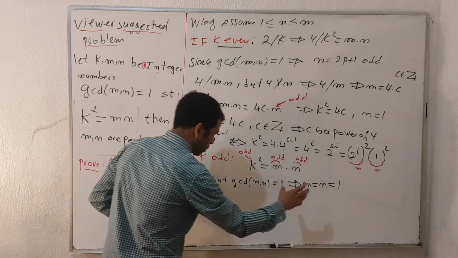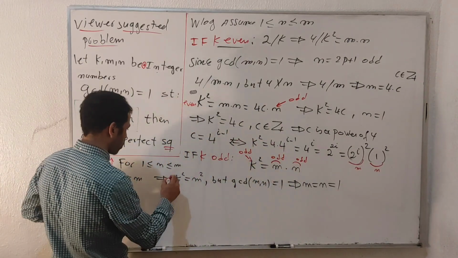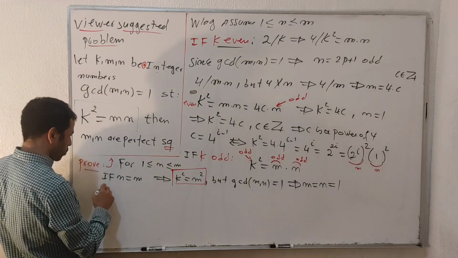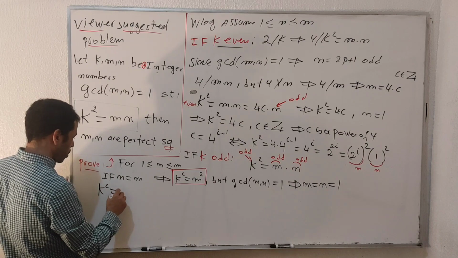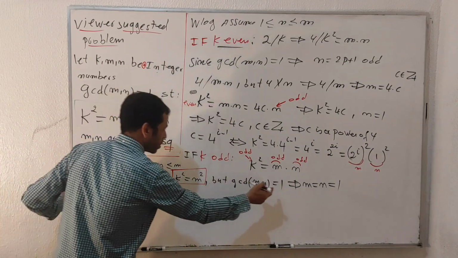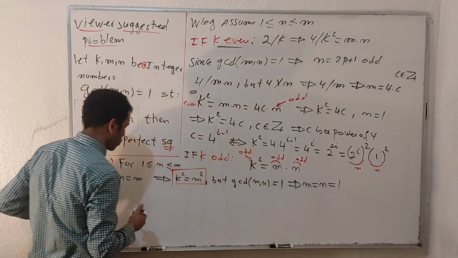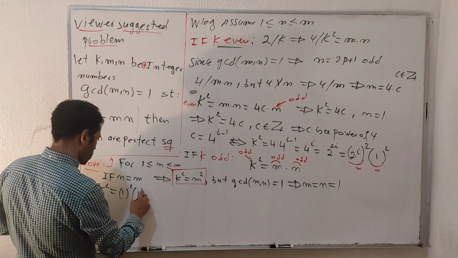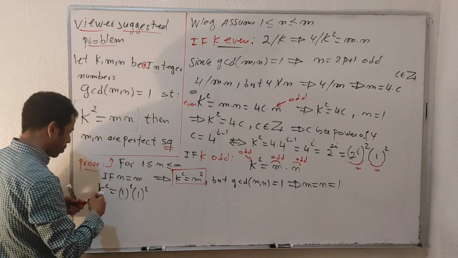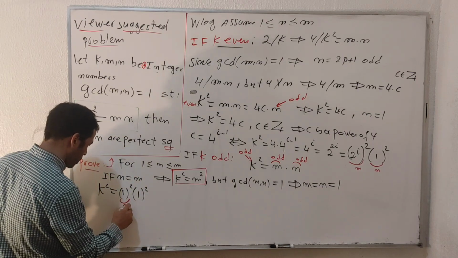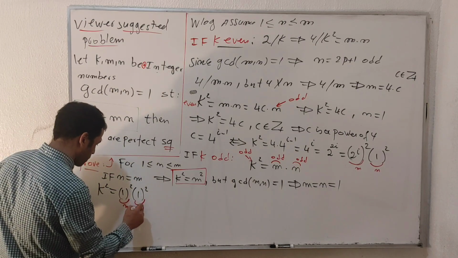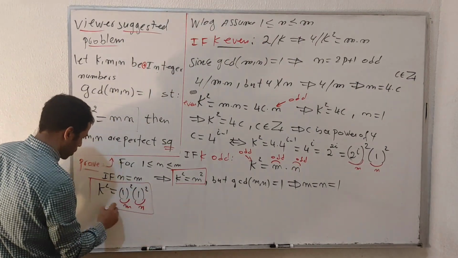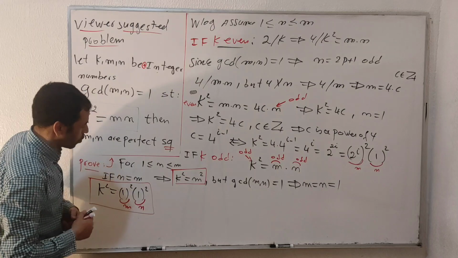Then from this condition, we have a perfect square, which is this one, which means k squared equals, by replacing m with number 1 and n with number 1, 1 squared multiplied by 1 squared, so 1 squared will be replaced with m and 1 squared will be replaced with n. We get a perfect square when we have equality m equals n equals number 1.